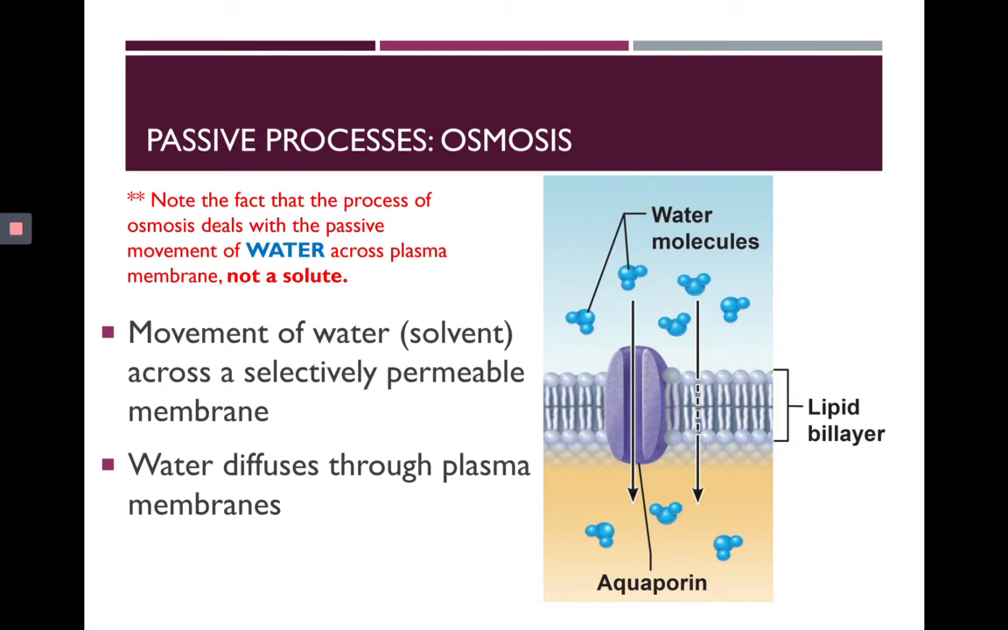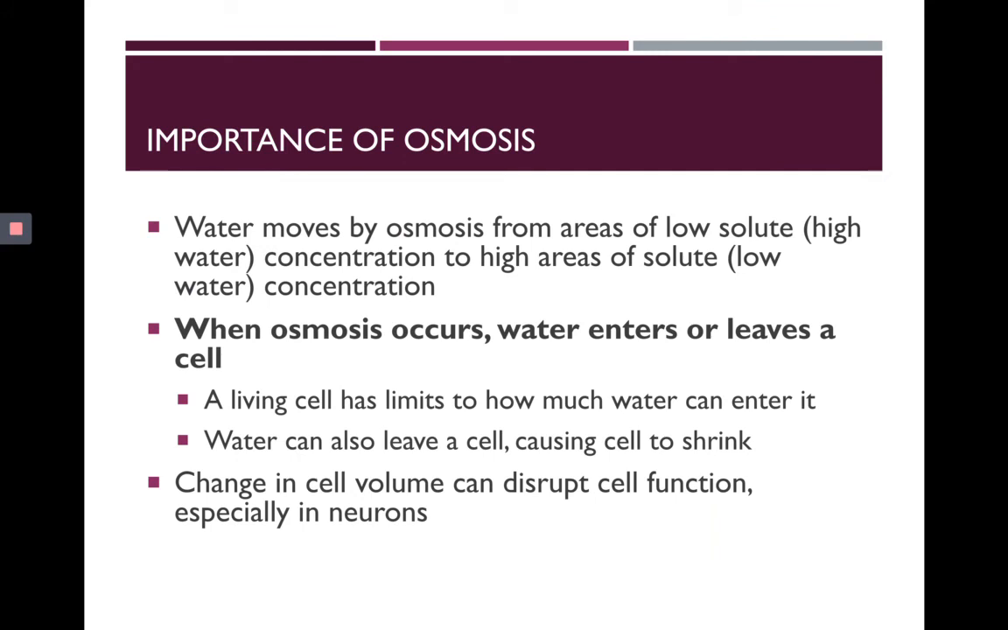And that movement of water, which is a solvent, not a solute, across a selectively permeable membrane, that is specifically osmosis. It's a very particular and specific passive process. And water can diffuse through the plasma membrane by itself, but more often than not, we'll use these aquaporins. So osmosis is important. Water moves by osmosis, again, from areas of low solute or high water concentration to areas of high solute concentration or low water concentration.